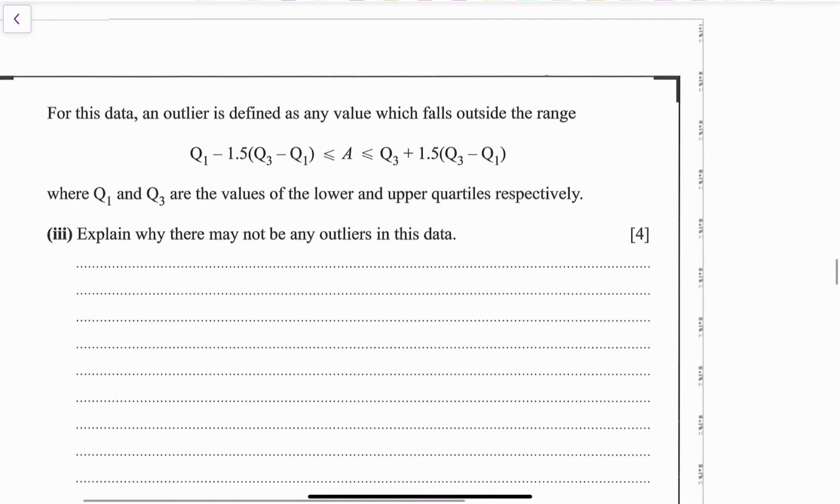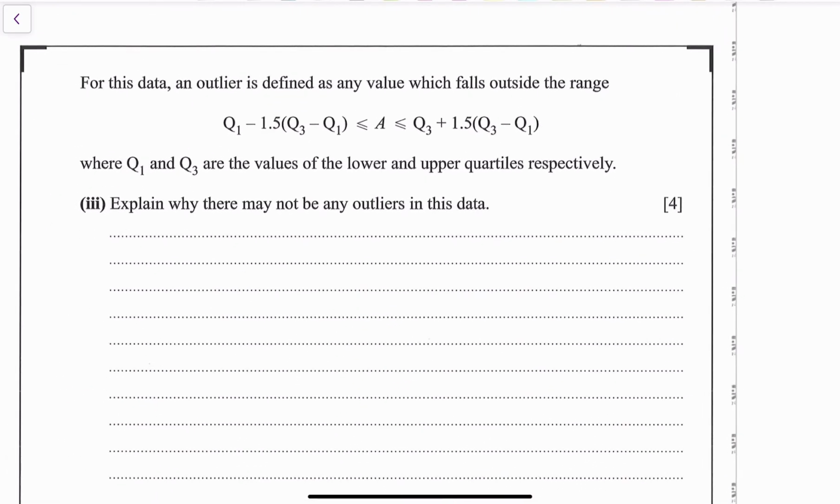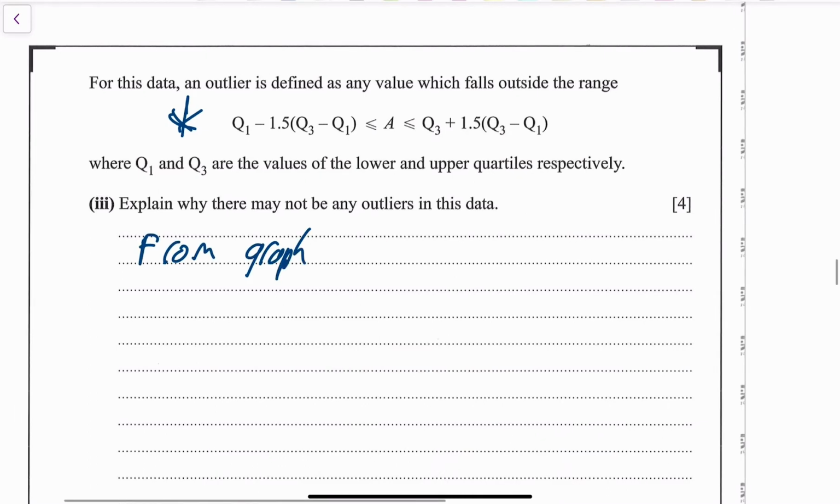Okay. Right, outlier stuff then, still on this one. For this data, an outlier is defined as any value which falls outside the range, where Q1 and Q3 are values for the lower and upper quartile. So we'll explain why there may not be any outliers for this data. We've got to find Q1 and Q3 first of all, and we're going to find that from the graph.